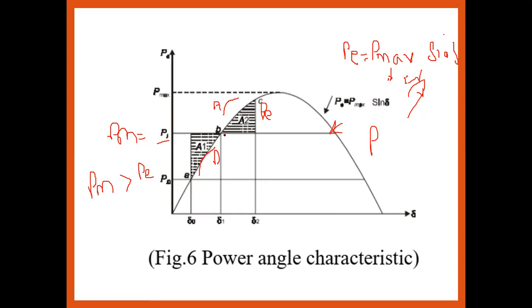Whereas in terms of the area A2, that is the accelerating area, Pe should be more than Pi or Pm. So for that case, there is a positive upward graph notation. So for that case, area A1 and area A2 must satisfy the condition A1 equal to A2 for the equal area criteria.